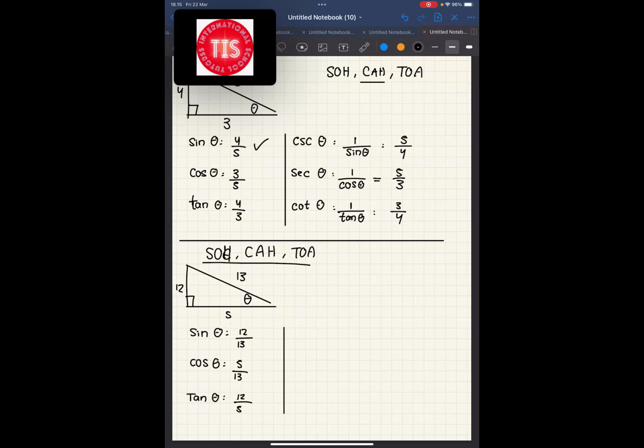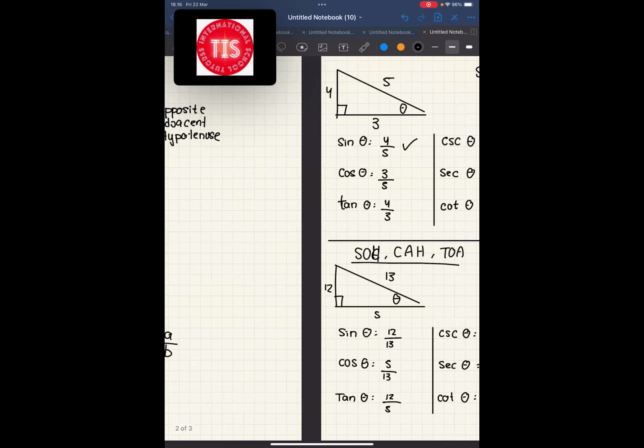Now we're looking for the cosecant of theta, which is 1 over sine theta. So we're just going to flip it over. Instead of 12 over 13, we write 13 over 12. As for the secant of theta, it is 1 over cosine theta, so we just flip the cosine. It's going to be 13 over 5. And as for the cotangent of theta, it's 1 over tangent theta, so it's going to be 5 over 12. So that's basically all you need to know for the basics of trigonometry.